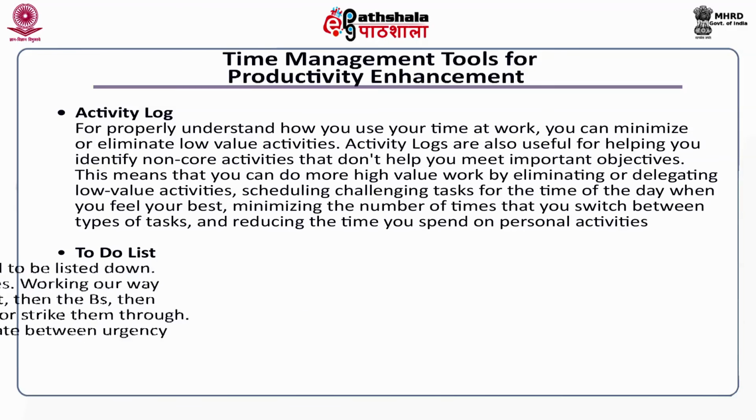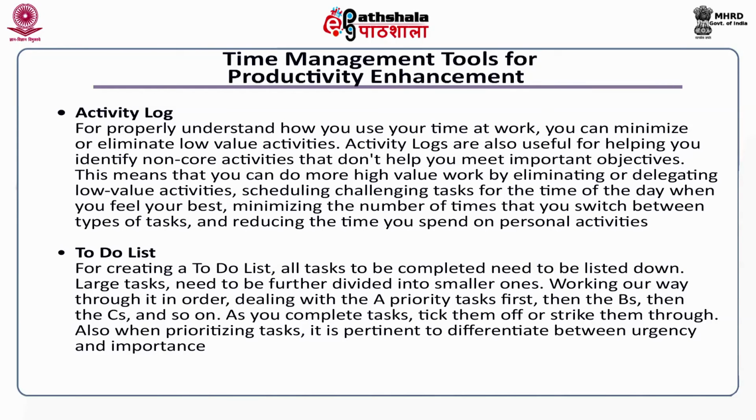A to-do list. For creating a to-do list, all the tasks to be completed need to be listed down. Large tasks need to be further divided into smaller ones, working our way through it in order, dealing with the A priority tasks first, then the B's, then the C's, and so on. As you complete tasks, tick them off or strike them through. Also, when prioritizing tasks, it is pertinent to differentiate between urgency and importance.